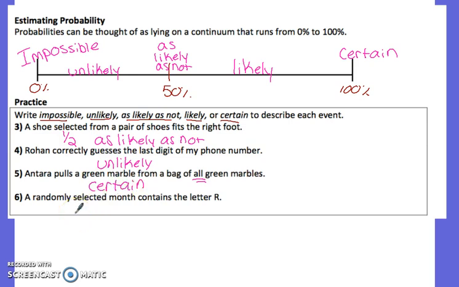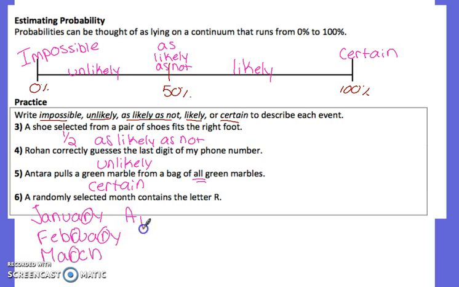A randomly selected month contains the letter R. So let's think about it. January, that has an R. February, that has two R's. March, that has an R. April, that has an R.